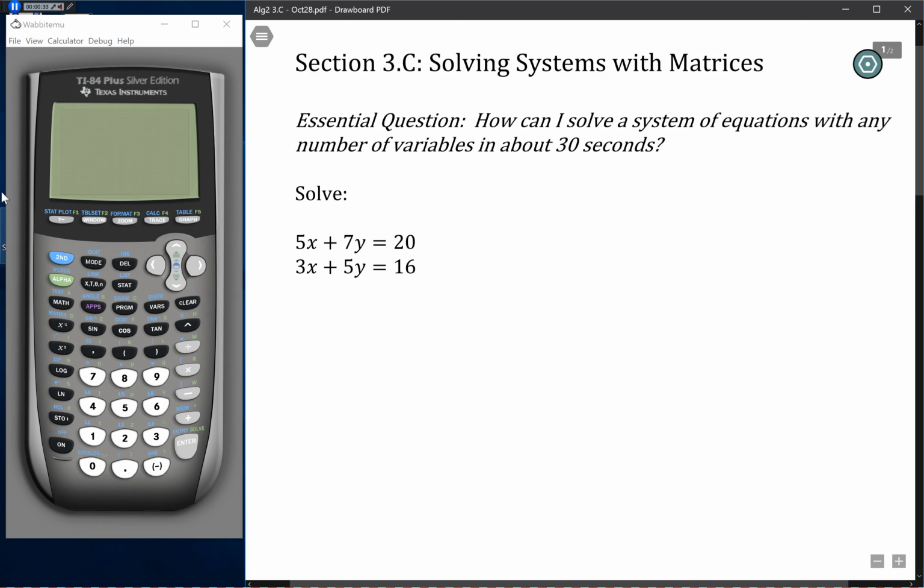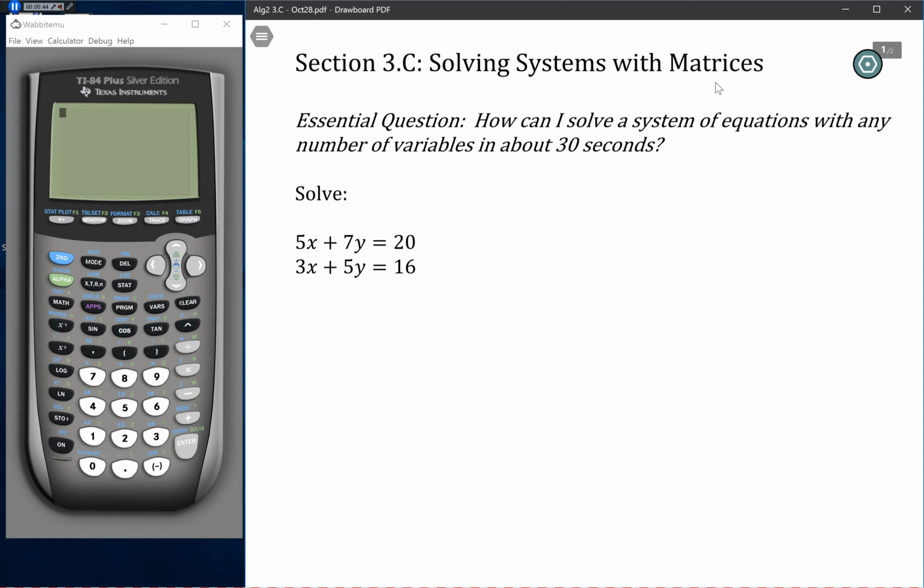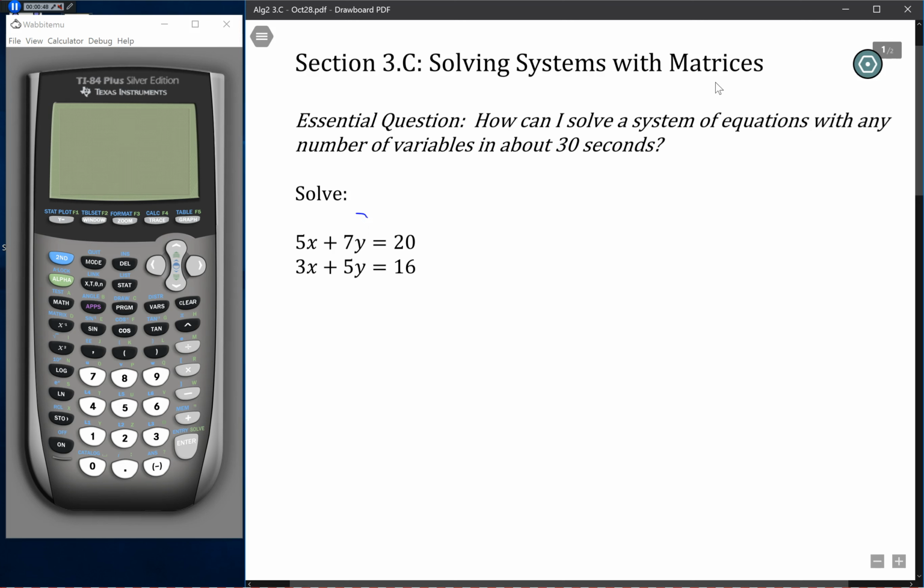Get your calculator out. This is one of those happy videos where I do have the calculator. All right, now I need to set up a couple things for you. First of all, we're going to be using matrices. And so I need to find a way to represent this set of equations with matrices, all right?